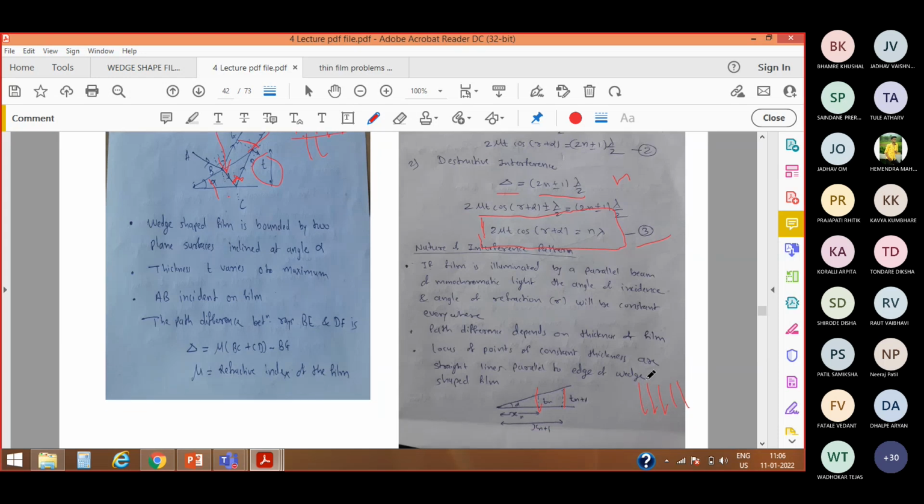I told you that you will get such kinds of patterns when you observe from the top. So from the top, with the spectroscope, you are observing dark and bright fringes. Okay. So locus of points of constant thickness are straight lines parallel to the edge of the wedge-shaped film. So this is the edge of the wedge-shaped film, and all these lines are parallel to it.